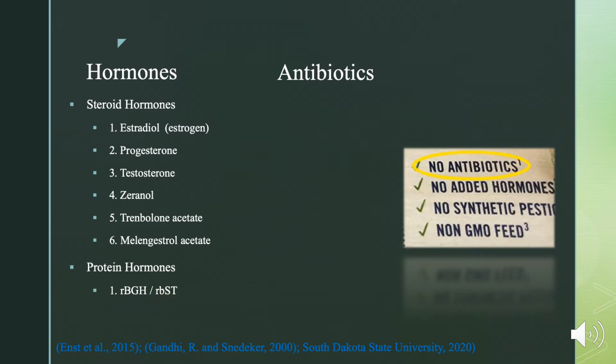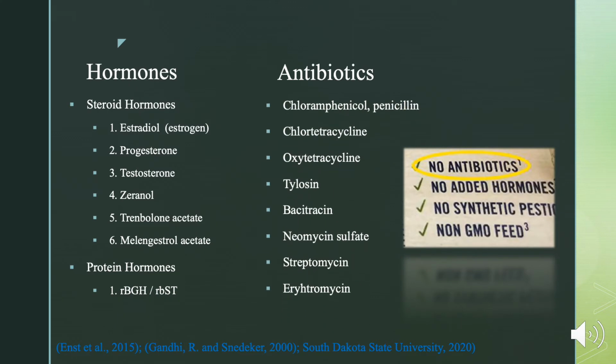For the antibiotics, some of the ones I listed are listed in the summary report on antimicrobials sold or distributed for use in food-producing animals from 2015. Some of these are used to treat these animals in case of disease or infection. Examples include penicillin, chlortetracycline, oxytetracycline, tylosin, bacitracin, streptomycin, erythromycin, and others.